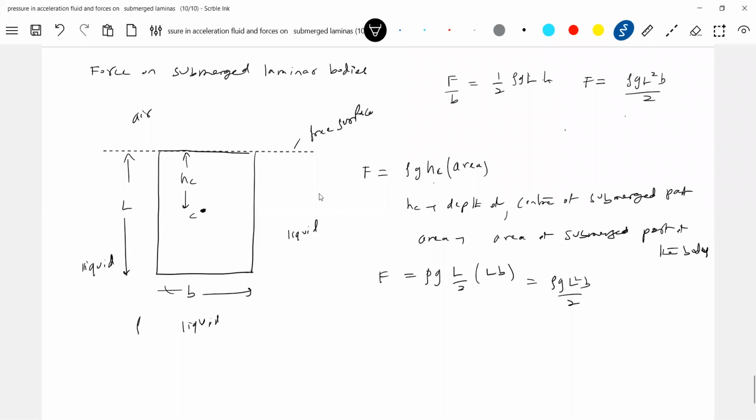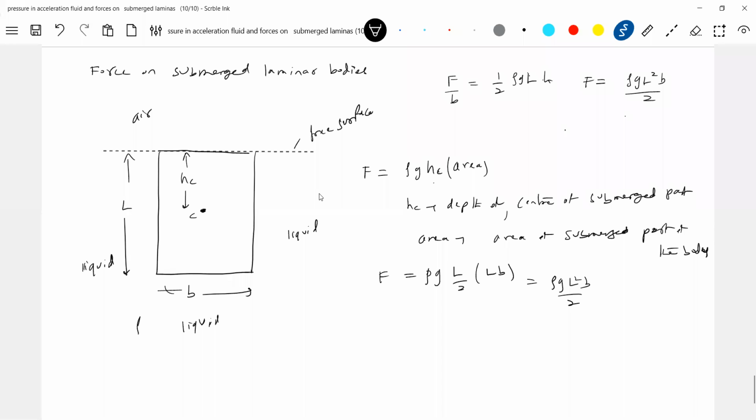And how will this force act? This force will act perpendicular to the lamina. So I think this will be much easier for us to tell what the total force acting is. No need for integration. So what is the formula telling?